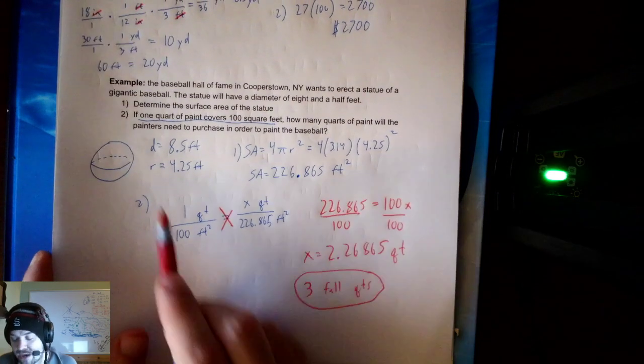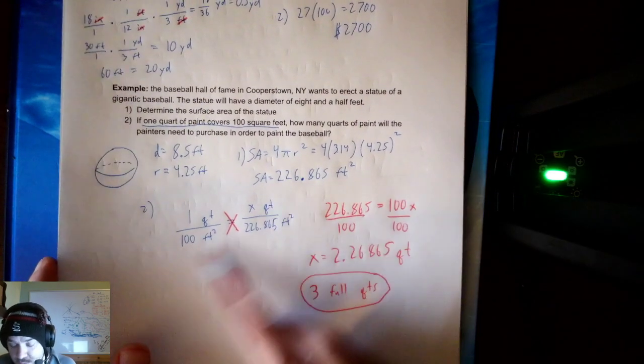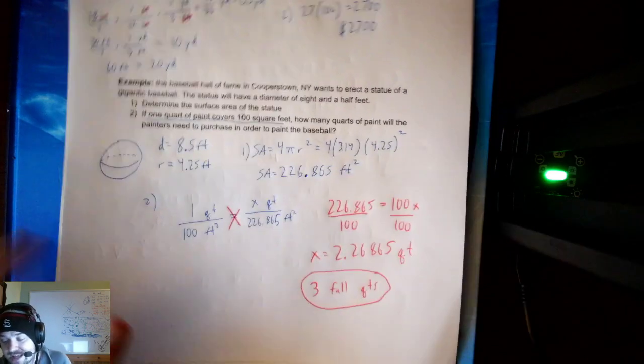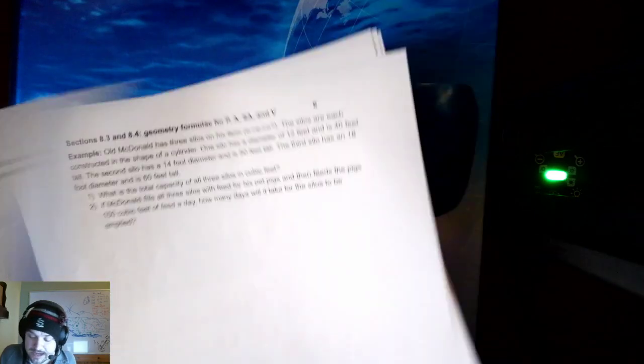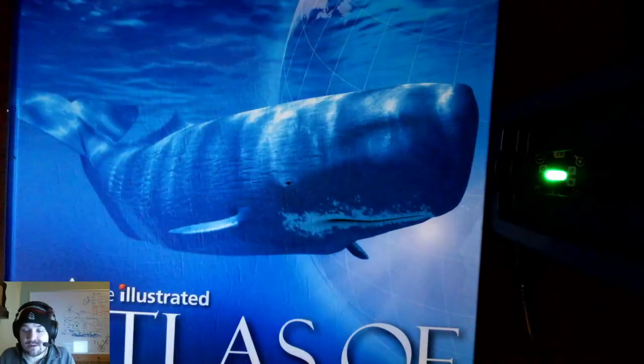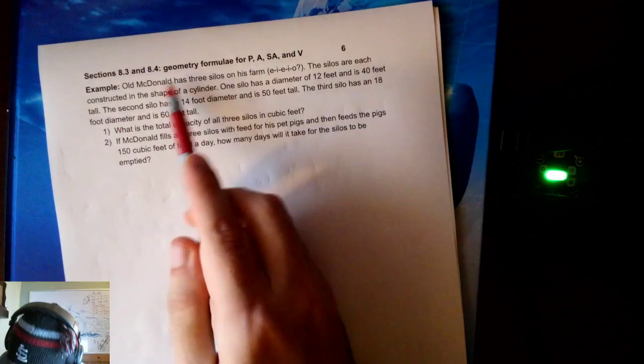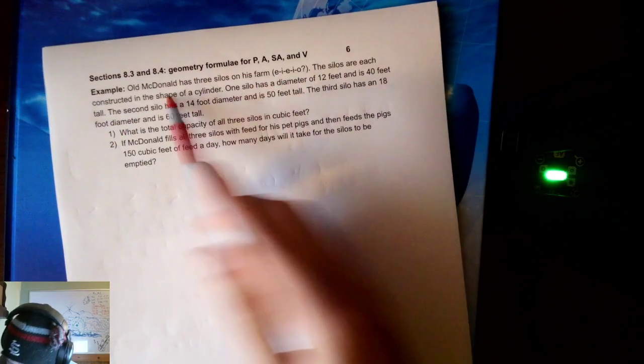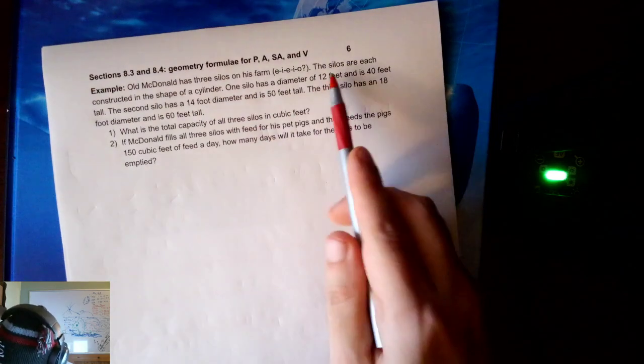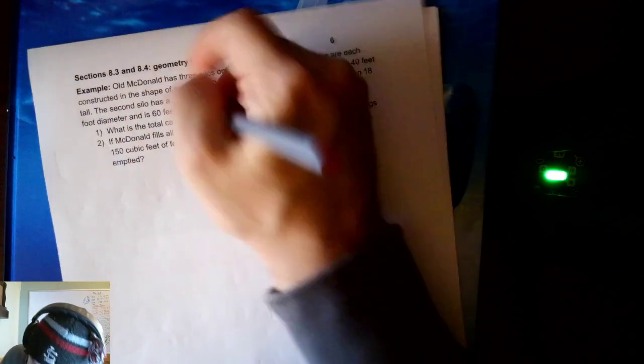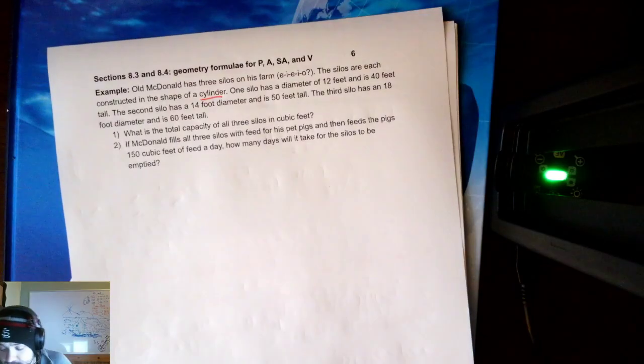So here we had to calculate the size and then use a proportion to get our actual value. Now, in our last example, Old MacDonald has 3 silos on his farm. E-I-E-I-O, right? Old MacDonald. The silos are each constructed in the shape of a cylinder. Alright, so I'm working with cylinders.